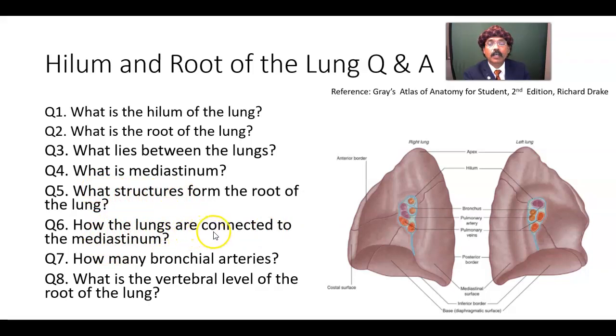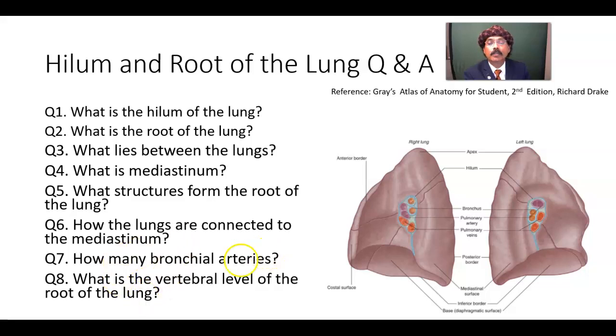How are the lungs connected to the mediastinum? The lungs are connected to the mediastinum by this pedicle of structures. These are the roots. So the lungs are connected to the mediastinum by the roots.